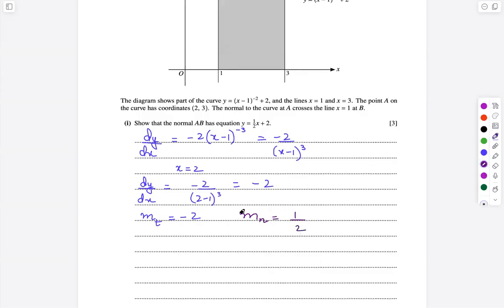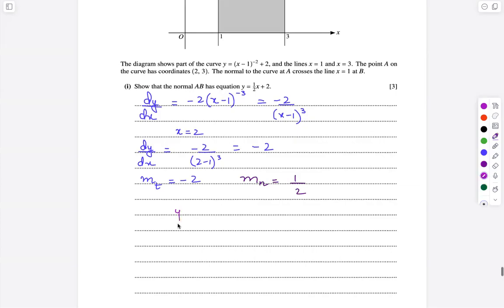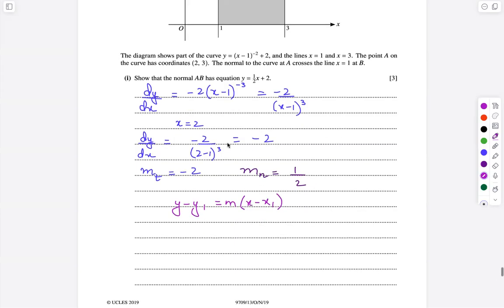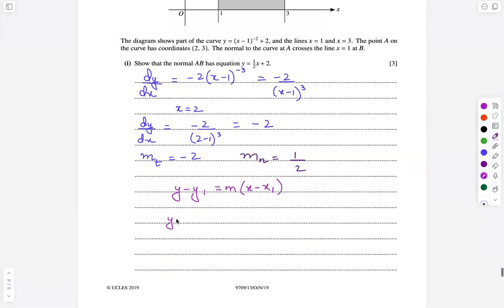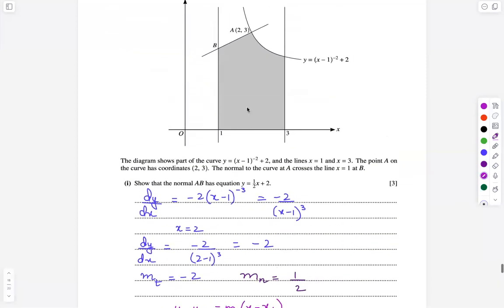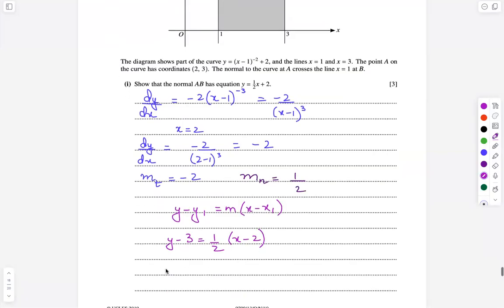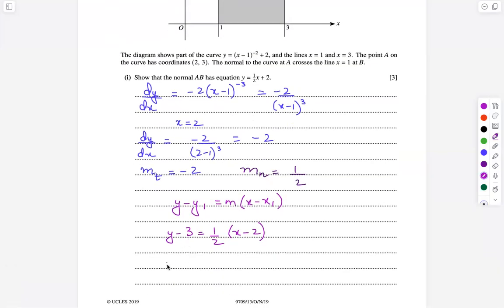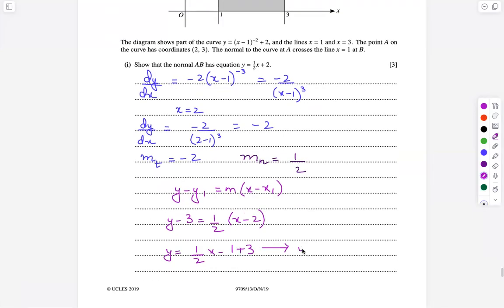Now to find the equation of the normal, we'll use the formula for the equation of a line, which is y minus y1 equals m into (x minus x1). So y1 is 3 as given in the question. So this will become y minus 3 equals 1 upon 2 into (x minus 2), the x1 value being taken as 2. Now expanding this, we get y minus 3 equals half x minus 2 upon 2, which will become 1, and minus 3 will go over to the right hand side and become plus 3. So the final equation can be written as given in the question, y equals 1 upon 2 x, and minus 1 plus 3 is plus 2.